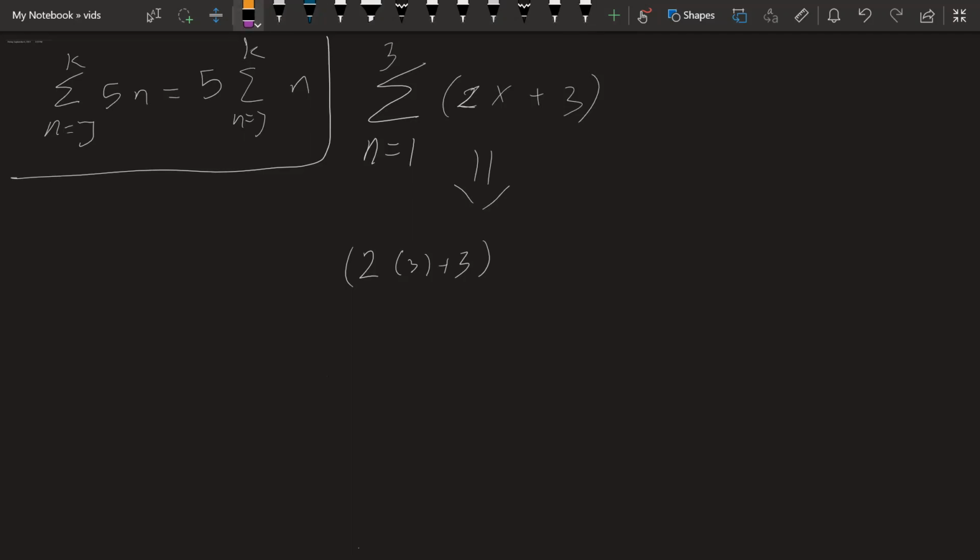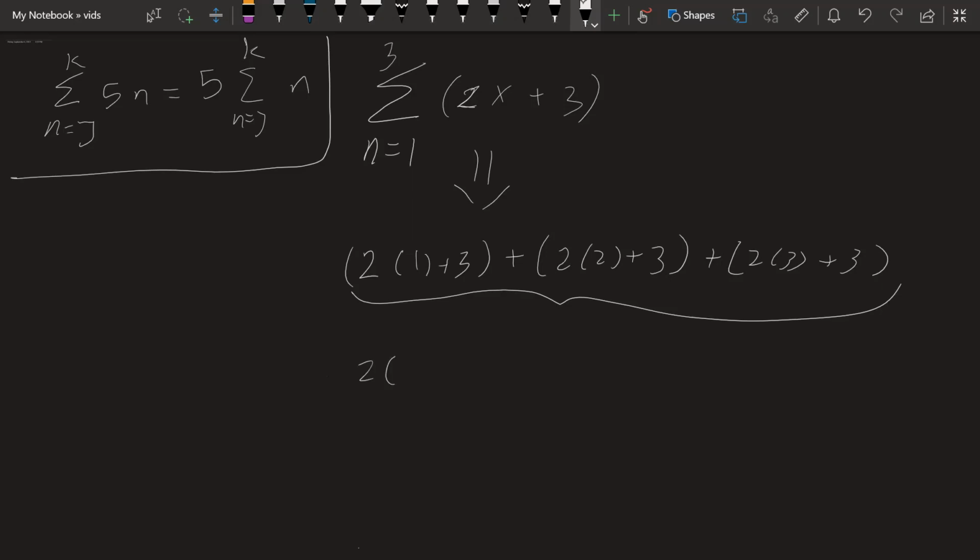Sorry about that, I actually meant to write 1 plus 2 times 2 plus 3, right guys? Plus 2 times 3 plus 3, right? Well, as you can see here, we can rewrite this as 2 times 1 plus 2 times 2 plus 2 times 3. We can put this in one big parenthesis. We can say 3 plus 3 plus 3, right?